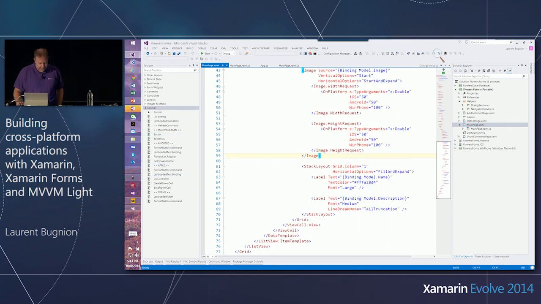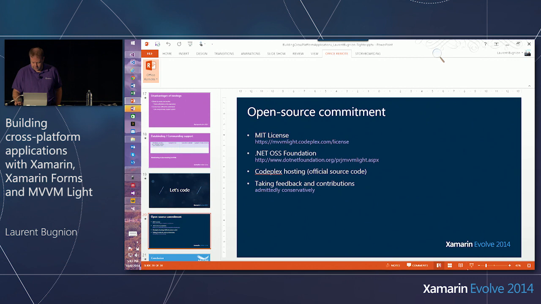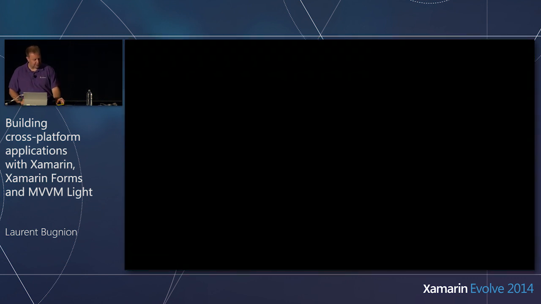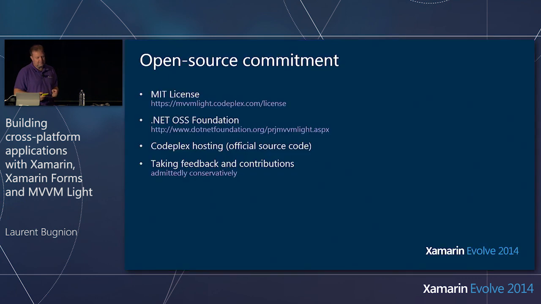So, in conclusion, first of all, I want to mention the open source commitment of MVVM Light. So it is running, or it is published, I should say, under the MIT license, which is probably the most permissive open source license that there is.